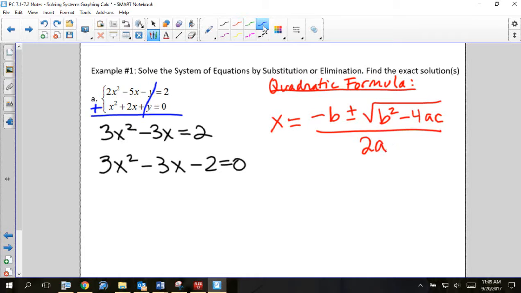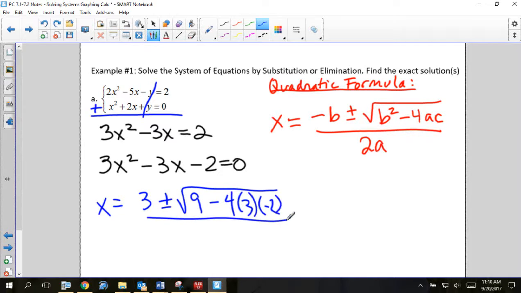Alright, let's do the quadratic formula. So remember, this is in the form ax squared plus bx plus c, so you can get your a, b, and c from the coefficients, as long as it's in the correct order. So we have x equals opposite b plus or minus square root b squared, negative 3 squared is 9, minus 4 times 3 times negative 2, all over 2 times 3. All right, and then we gotta simplify.